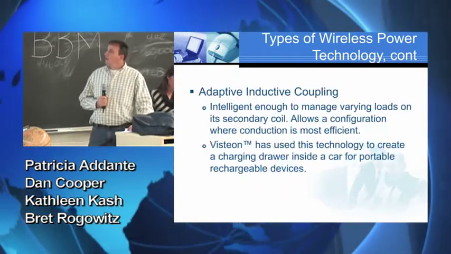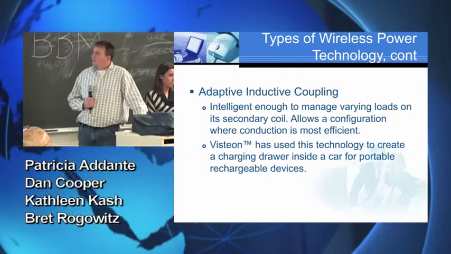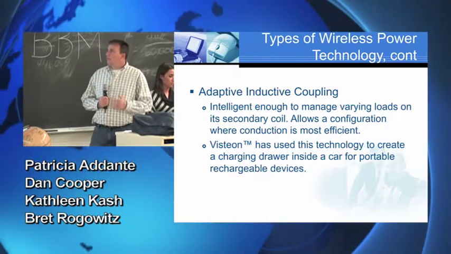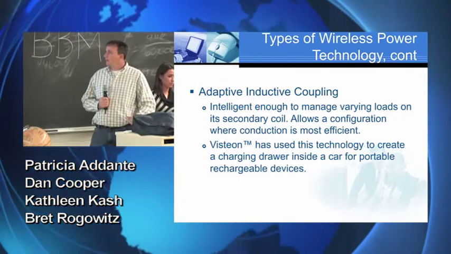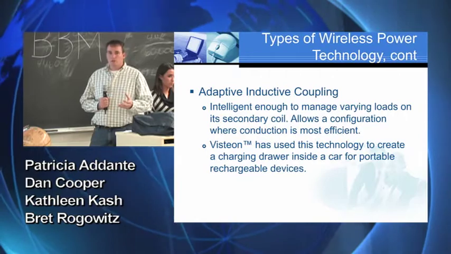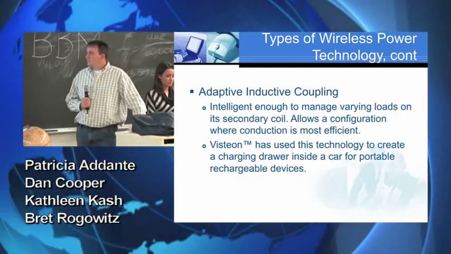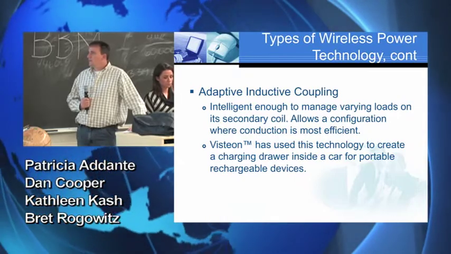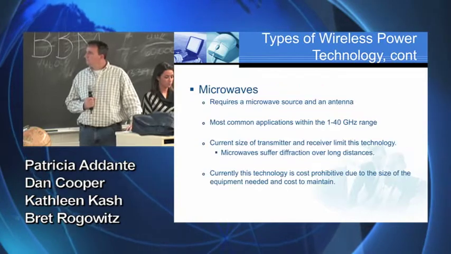So then we've got adaptive inductive coupling. This technology is intelligent enough to manage varying loads in the secondary coil, so it allows the configuration to change to where the conduction is most effective. A company by the name of Visteon uses this technology. They created a drawer inside of a car for recharging portable devices.